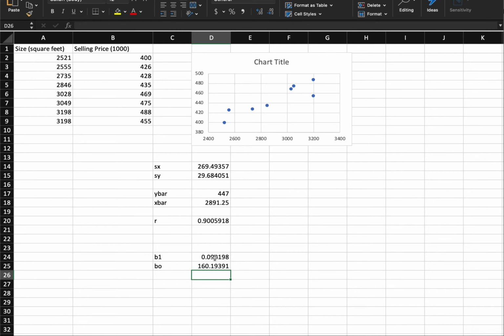So now we have our slope, and now we have our intercept. So this is all we need to compute the equation of a line. So this is all we need to compute the least square regression line. Okay, so let's go back to our notes.